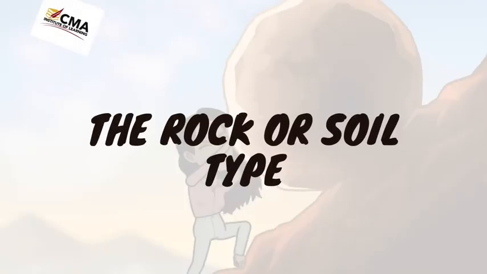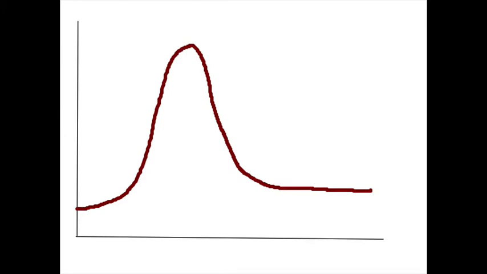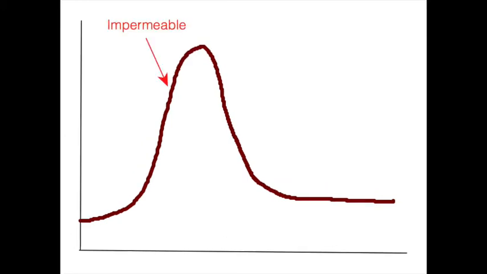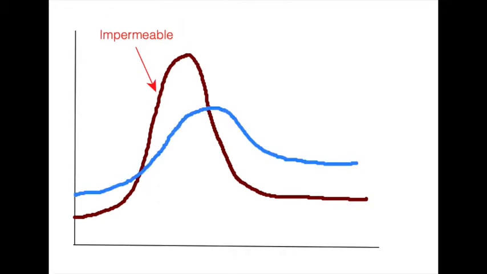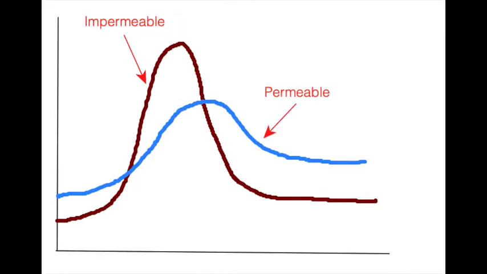Number 3, the rock or soil type. This next graph depicts a storm hydrograph where there's an impermeable surface. As you can see, the shape of the graph is somewhat similar to that of a small drainage basin and a steep slope. Permeable rocks allow for rapid infiltration and very little overland flow, which results in a very low rising limb. This next graph depicts a storm hydrograph for a permeable surface.